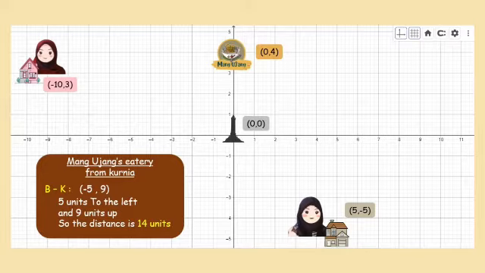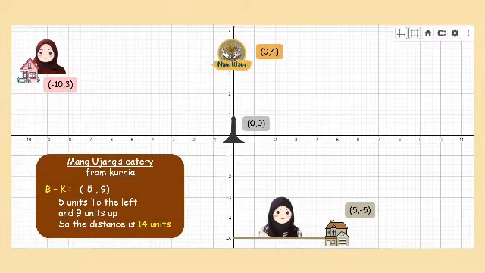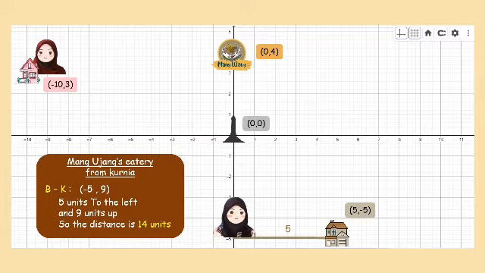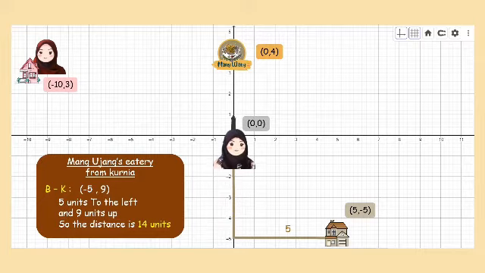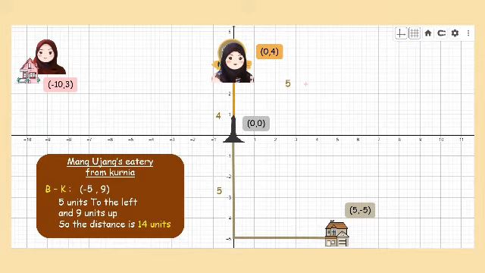Let's prove it manually. Manually, to reach Mang Ujang's eatery, Kurnia has to walk 5 units to the west, 5 units to the north, and 4 units to the north. Yahoo! Alright!